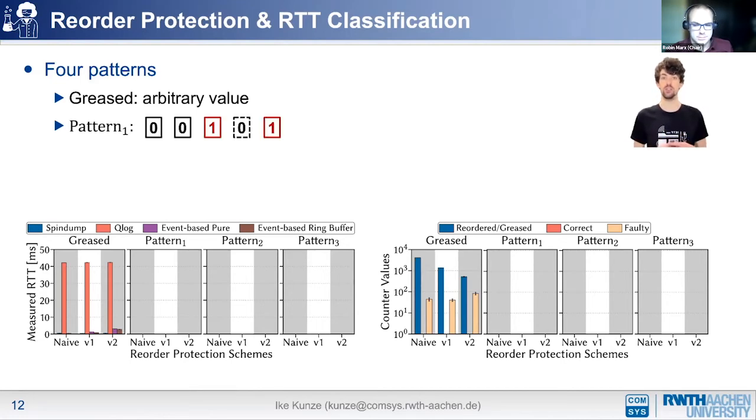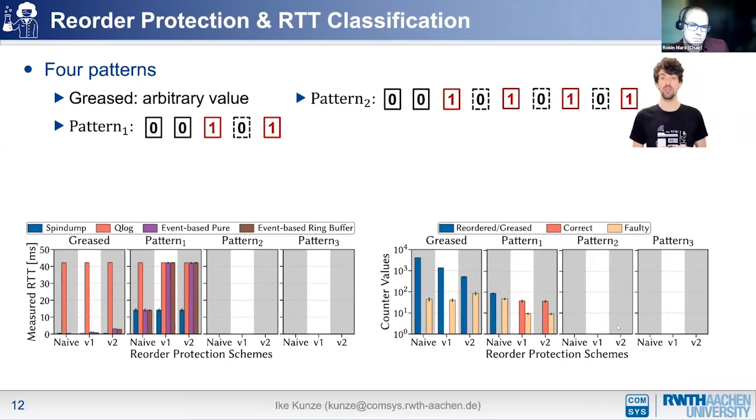The next pattern artificially induces one packet with the old spin bit value after the actual spin phase change has occurred. Taking a look at the RTT calculations, we can see that the naive approach is not able to calculate the real RTT and neither is spin dump. Our 2 protection schemes, however, can effectively protect against this one single reordering. Correspondingly, the register values show a roughly 50-50 share of faulty and reordered readings for the naive variant and large numbers of correct readings for the protection schemes.